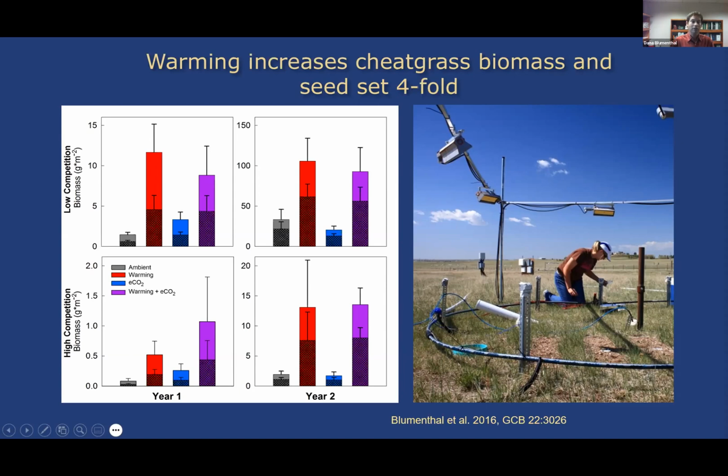But in all cases, we saw the same effect of warming. The other thing I need to explain is the inset bars. So the overall bars represent cheatgrass biomass, and the inset bars, the hatched ones in the middle, represent seed set. So similar patterns for biomass and seed set. So why is it? What's going on here? As I mentioned, it didn't match our hypotheses.